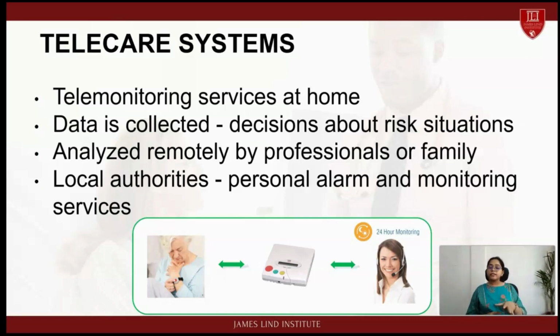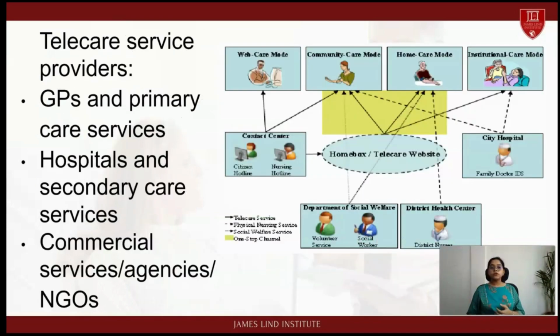So as you can see, the data is transferred from the patient to the team, or maybe to the hospital or the clinician. It is analyzed remotely for decision making, and it can be done with local authorities who provide such personal alarm and monitoring services. So we have this complete network within the telecare system. We can have general practitioners who provide primary care services, hospitals who provide secondary and tertiary care services, and also commercially available companies, NGOs, and other agencies who provide these services.